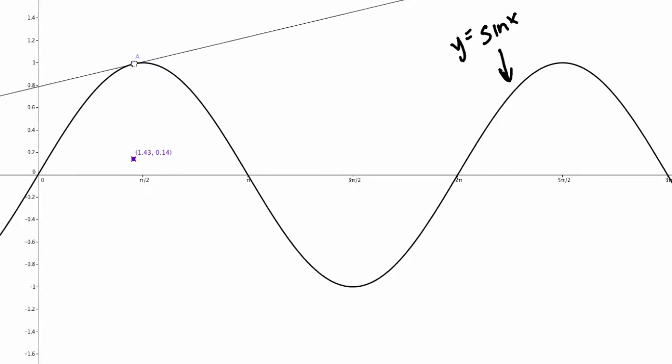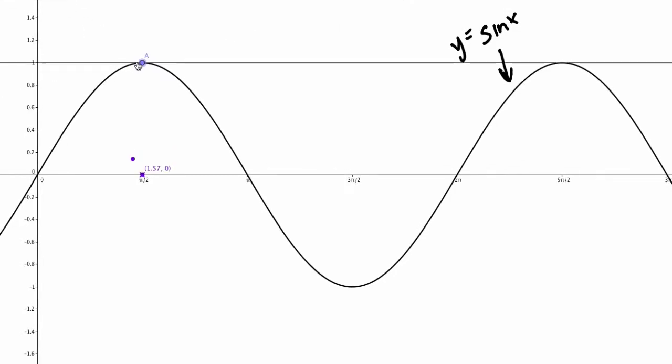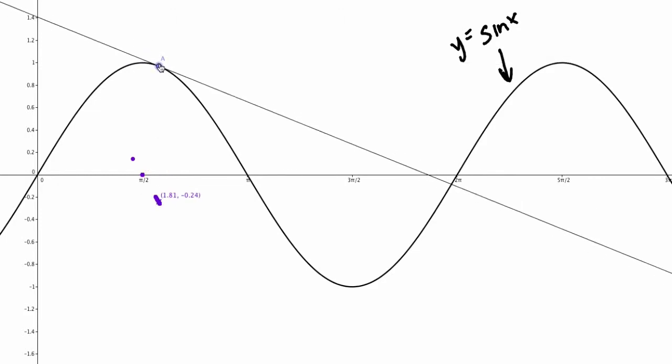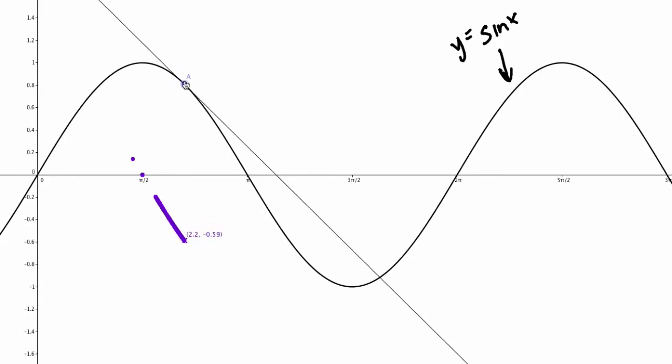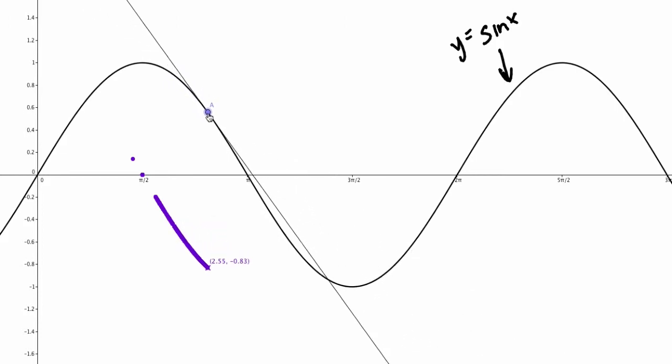So you can see here that we're looking at pretty much a zero slope right here. It's called a horizontal tangent, at pi over 2. Now if I bring this point forward, you can see that the slope is negative, and it's getting steeper and steeper and steeper going down this hill. And the question was, how steep does it get?